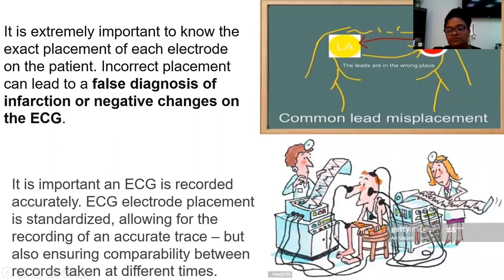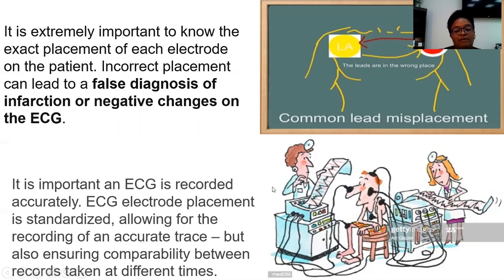So, common lead misplacement and why lead placement is so important. Okay, it is extremely important to know the exact placement of the electrodes on the patient, because incorrect placement can lead to a false diagnosis of infarct or a heart attack, or negative changes on the EKG machine. It's also important that an EKG is recorded accurately, because EKG electrode placement is standardized, allowing for recording of an accurate trace, but also ensuring the compatibility between records taken at different times.